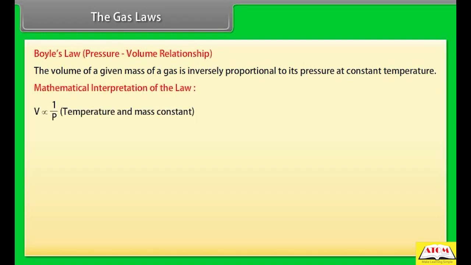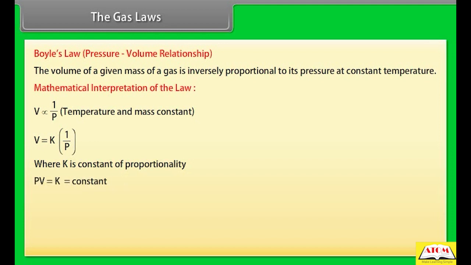Volume is inversely proportional to pressure at constant temperature and mass. V is equal to K into 1 by P, where K is constant of proportionality. PV is equal to K is equal to constant.